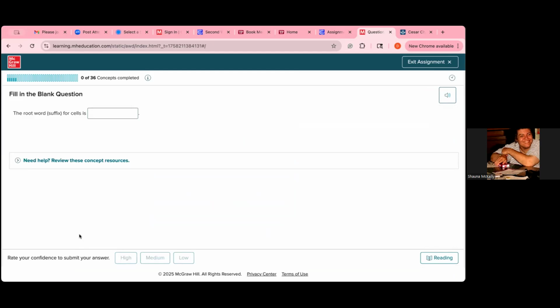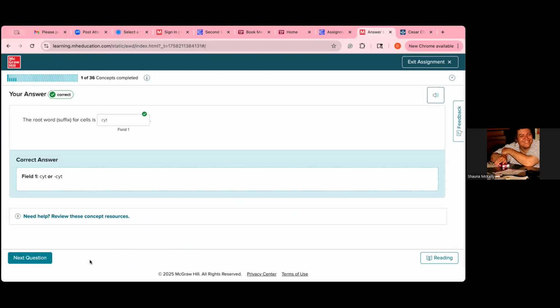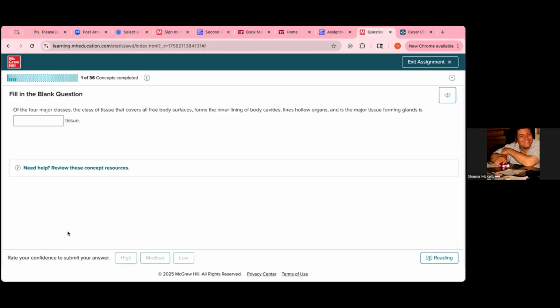The root word or suffix for cells is CYT. That's right. Good job.